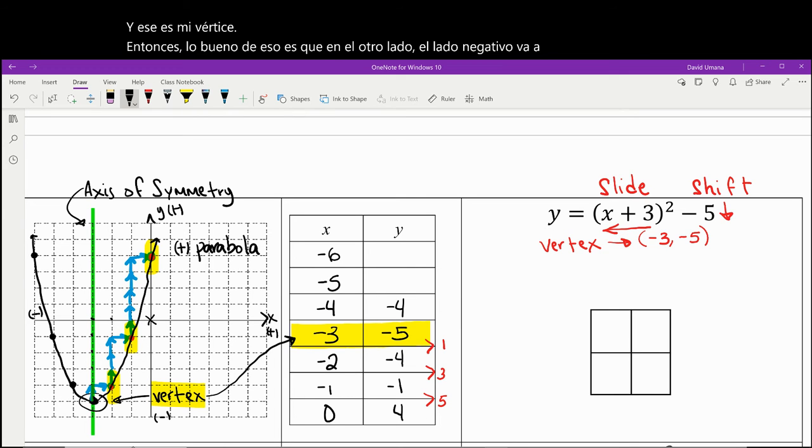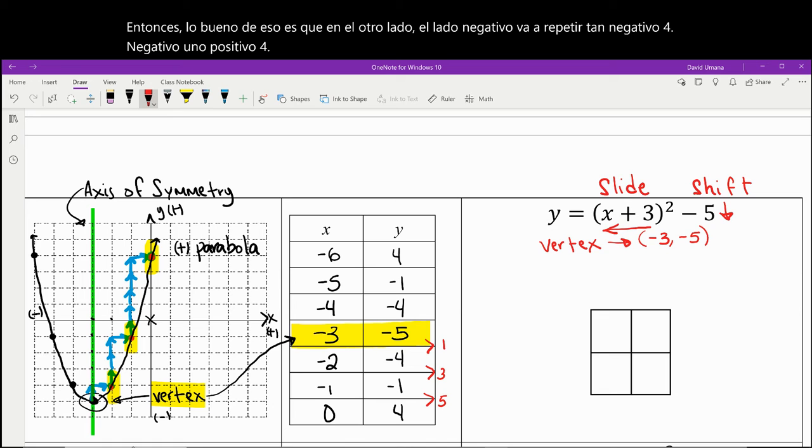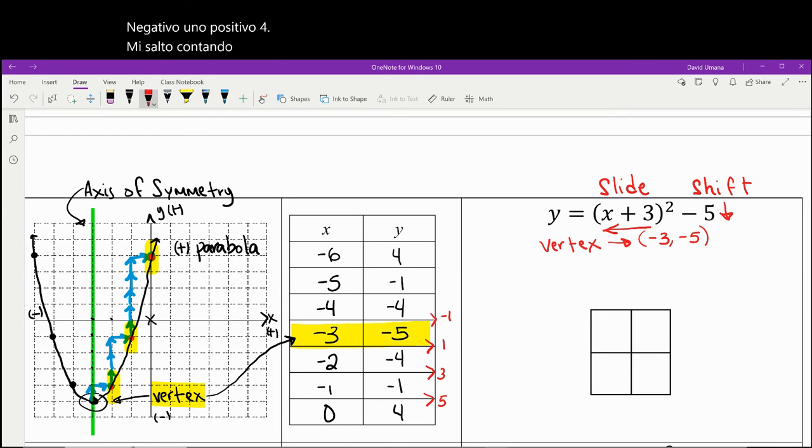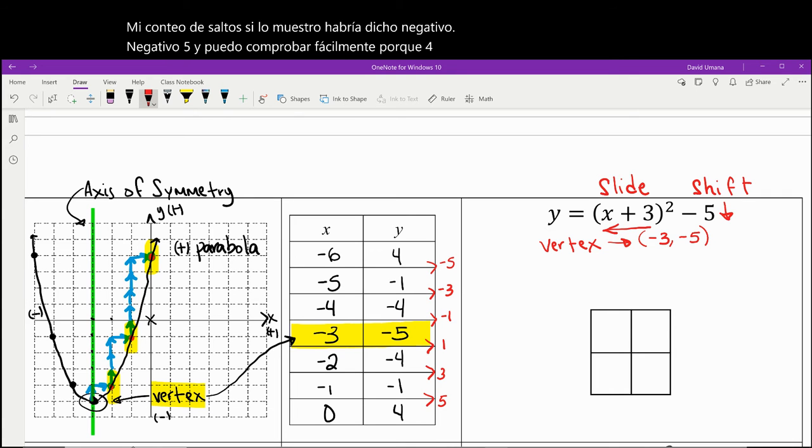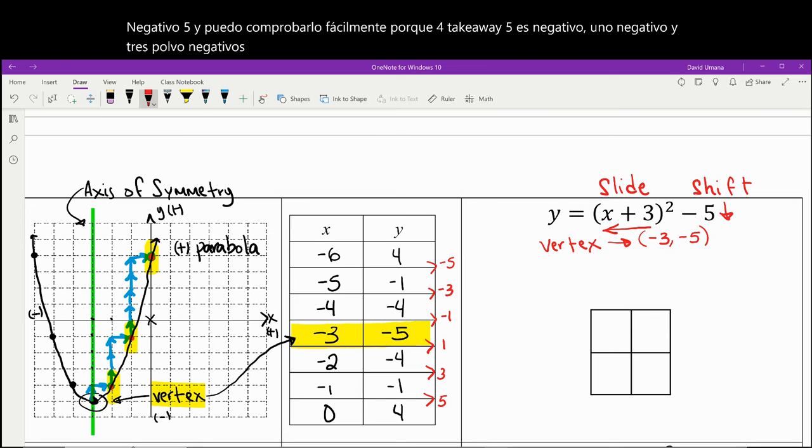So (-4, -1), +4. My skip counting, if I show it, would have said -1, -3, -5. And I can easily check because 4 take away 5 is -1. -1 and -3 does make -4. -4 and -1 does make -5. So all of that works.